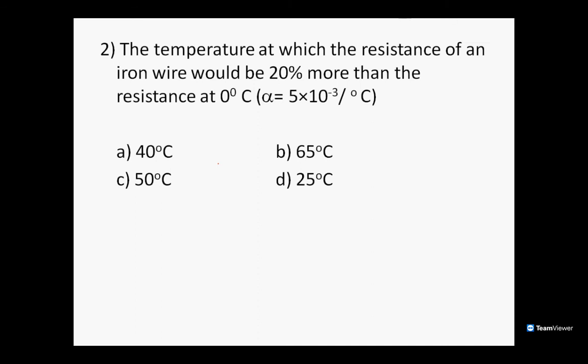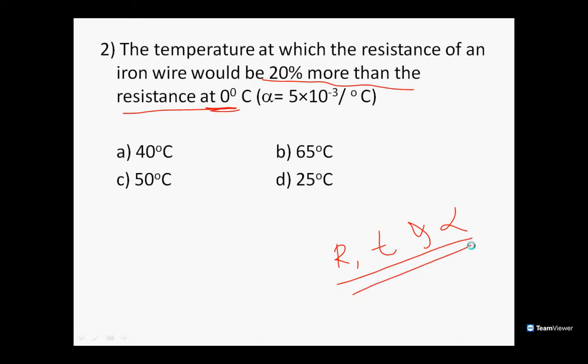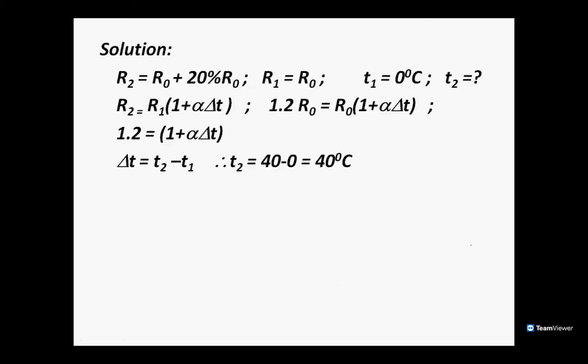Second question. The temperature at which the resistance of an iron wire would be 20% more than the resistance at 0 degrees Celsius. That means immediately this question belongs to the relation between resistance, temperature, and alpha. Here, immediately the idea should come to your mind.